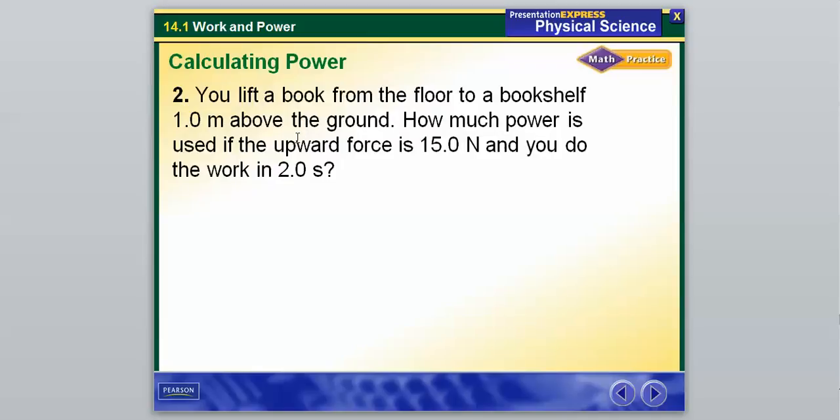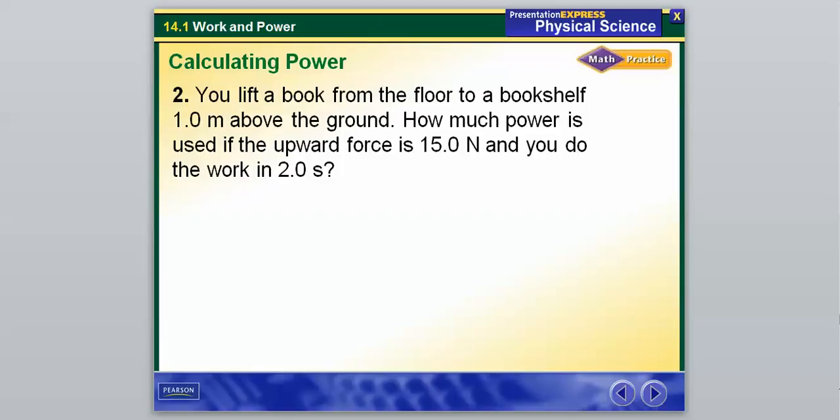Then the second one is, you lift a book from the floor to a bookshelf 1 meter above the ground. How much power is used if the upward force is 15 newtons, and you do the work in 2 seconds? Lifting a book hopefully isn't going to be too hard, but make sure you can solve this problem. Again, I'll give you another little extra credit.